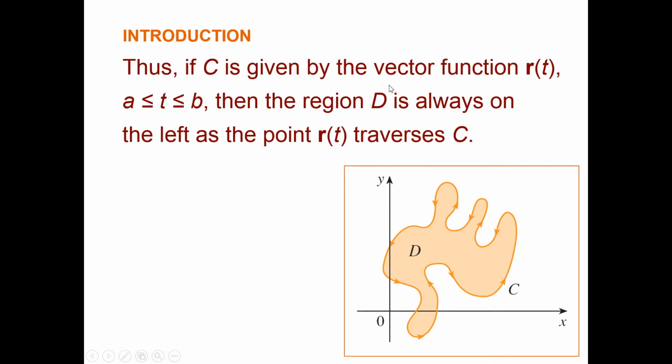If C is given by the vector function r(t), where t lies between a and b, then the region D is always on the left as the point r(t) traverses C. So in a positively oriented curve C, the region D lies on the left side of the curve, right?